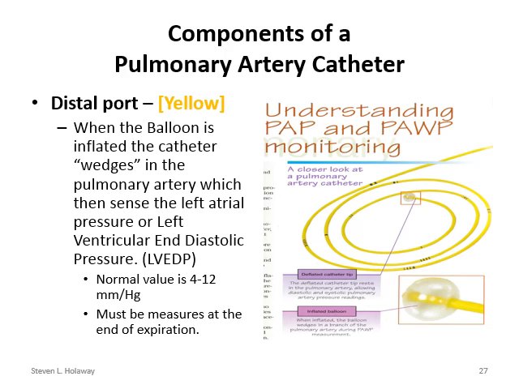Now, we also use that yellow port to measure the wedge pressure. When the balloon is inflated, the catheter wedges in a small section of the pulmonary artery. When that is wedged, it is now measuring pressures from the left side of the heart. We're measuring what's called the left ventricular end diastolic pressure. The normal values of this left ventricular end diastolic pressure are somewhere between 4 to 12 millimeters of mercury.